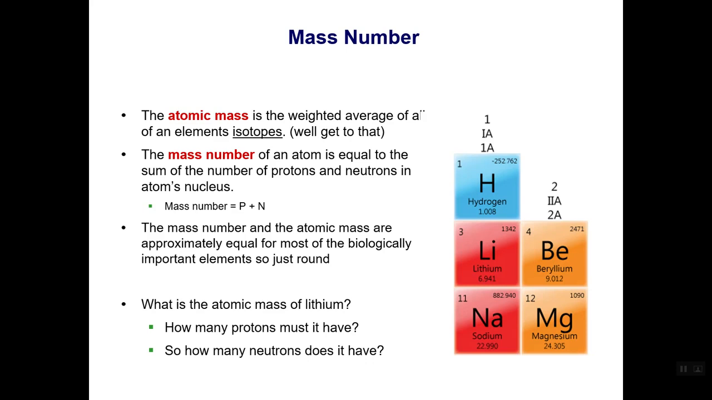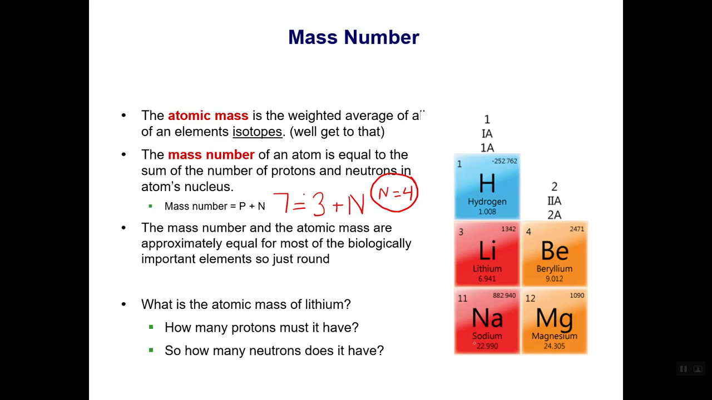Because again, the atomic mass and the mass number are pretty much equal as long as you're rounding for the biologically significant molecules that we'll discuss. So you would put in 7 for the mass number and set it equal to the proton number, which is 3, plus n. So again, mass number 7 is equal to the proton number, which is 3, plus n. And n would then equal 7 minus 3, which is 4. So you would have 4 neutrons.